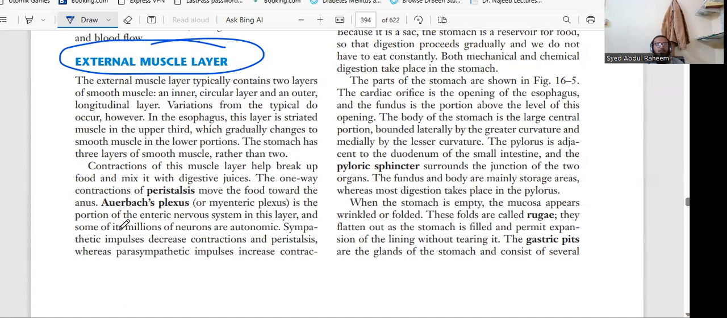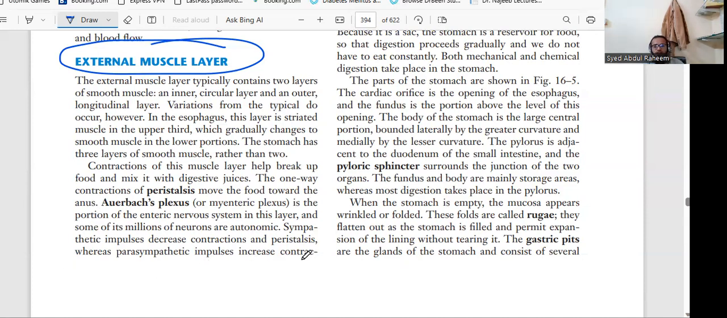Next we have the myenteric plexus. This is also an area which has a number of neurons, a nerve supply. That is the reason a stomach problem can create a headache for the patient, because the connection is direct to the brain. So problems in digestion, gastritis, flatulence, constipation, all these problems will affect the brain. That is the reason every doctor advises the patient to clear his gut, have clear motions, and keep digestion very perfect.